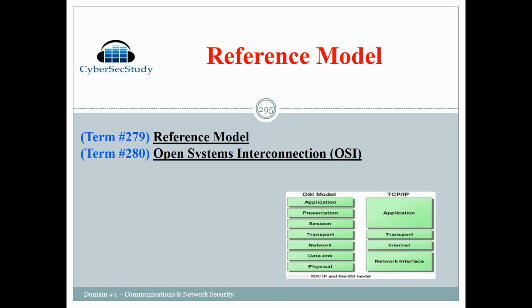OSI has 7 abstraction layers. How many layers does the TCP/IP model have? 4. 1, 2, 3, 4.